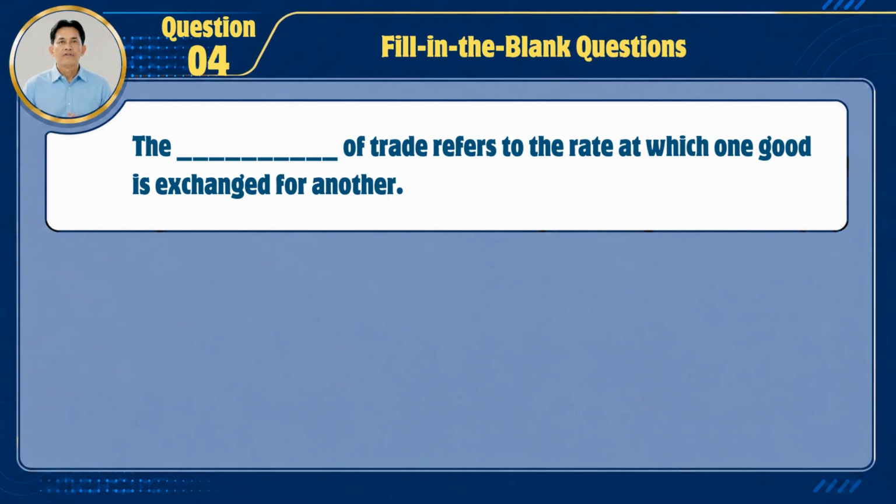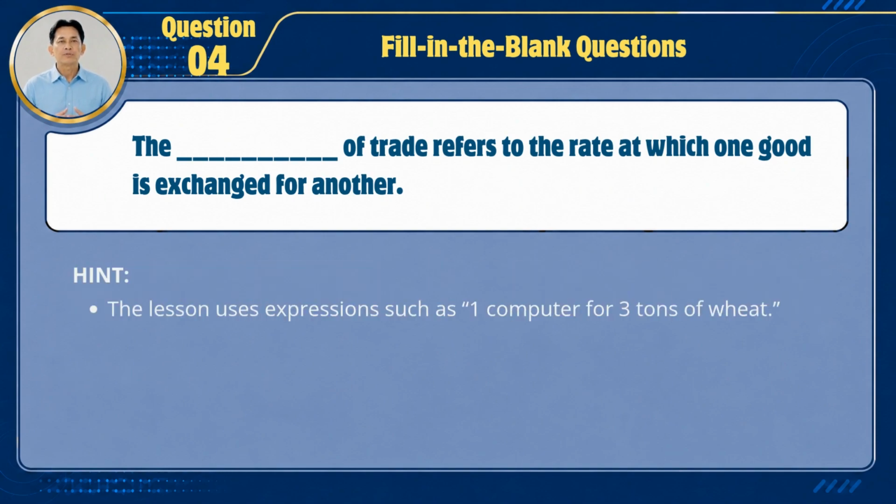Moving on to fill in the blank questions. Question number 4. The what of trade refers to the rate at which one good is exchanged for another. Here's your hint. In our lesson, we use expressions such as 1 computer for 3 tons of wheat.